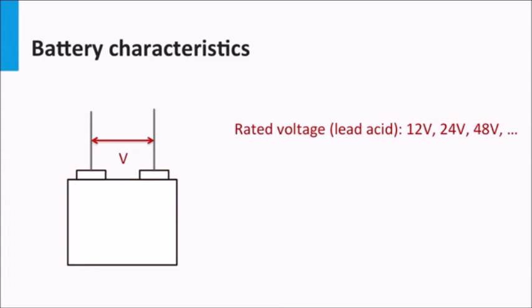The term capacity in the domain of batteries refers to the amount of charge that the battery can deliver at the rated voltage. The capacity is directly proportional to the amount of electrode material in the battery.